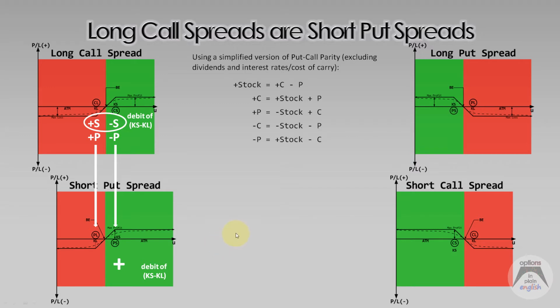Now we're going to do the same thing with the long put spread and the short call spread. We have a short put in here, which we replace with long stock and short call. Then we have a long put over here, which we replace with short stock and long call. So this is the same position. We do the same: long here and short here results in a debit of this strike price minus this strike price.